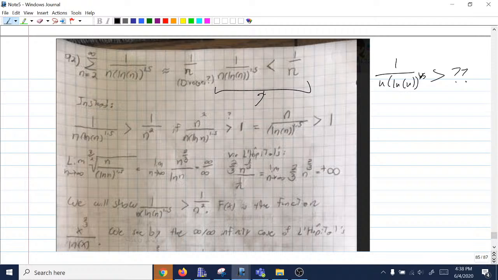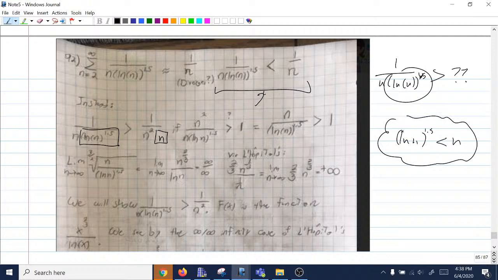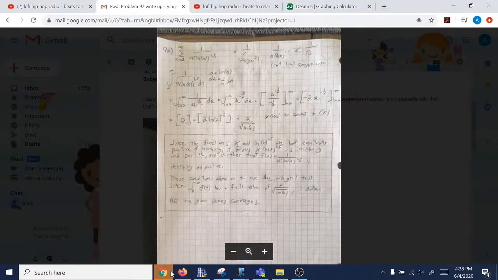To make the fraction smaller, we want to make the denominator bigger. Wait, no: to make the thing bigger, we want to make the denominator smaller. He's making the denominator bigger by replacing this log n to the 1.5 with an n. The fact that any power of log n is going to be smaller than n is true, but not so obviously true that you can say it without justification. It's good to have the functions stacked up in an organized way in your head so you know this is bigger than that, but this is not obvious enough that you don't need to show some work.